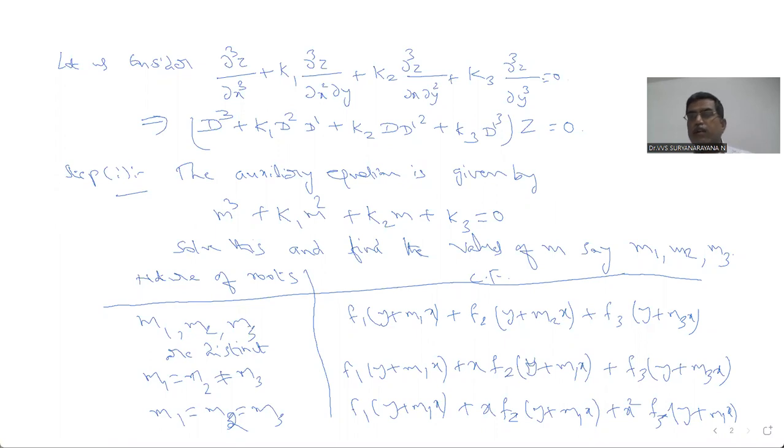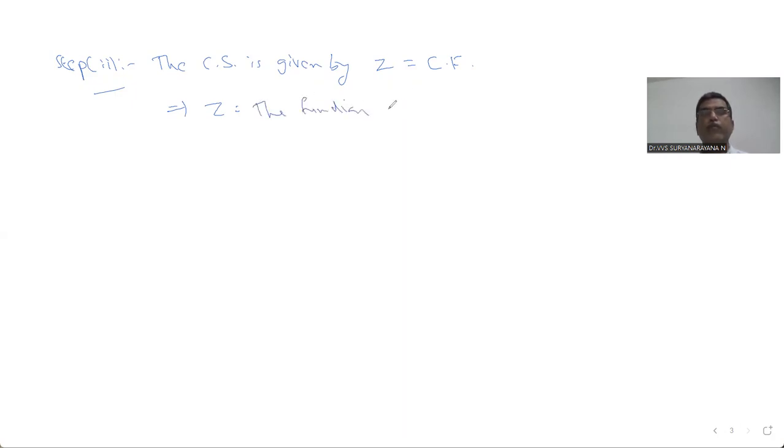Okay. And the second step, as per the procedure, is writing the complete solution. So the complete solution, we'll write simply CS. The complete solution of the given partial differential equation is the dependent variable z equal to CF. That means z equal to case 1, case 2 or case 3 of the function derived in step number 1. So this is the process.